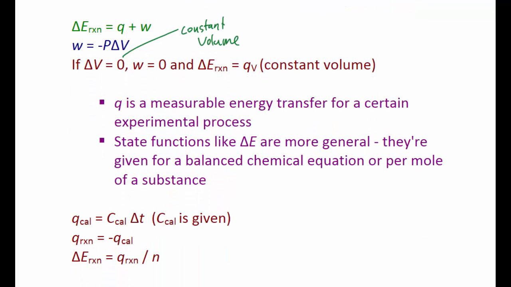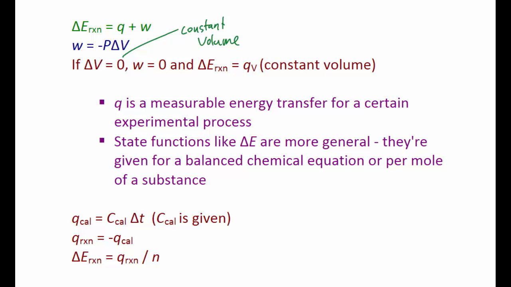Q, that heat transfer, is a measurable energy transfer for a certain experimental process. State functions like delta E, remember state functions can have a delta, right, final minus initial. They're more general. They're usually given for a balanced chemical equation, or they're given per mole. So Q cal, okay, that would be the heat gained by the entire calorimeter assembly. Okay. That would be the specific heat of the calorimeter, which again would have to be measured in a different experiment. Usually you would take a known process, okay, and then measure the temperature change, and you can figure out what the heat capacity is of that. Okay. So the Q would just be equal to C delta T.